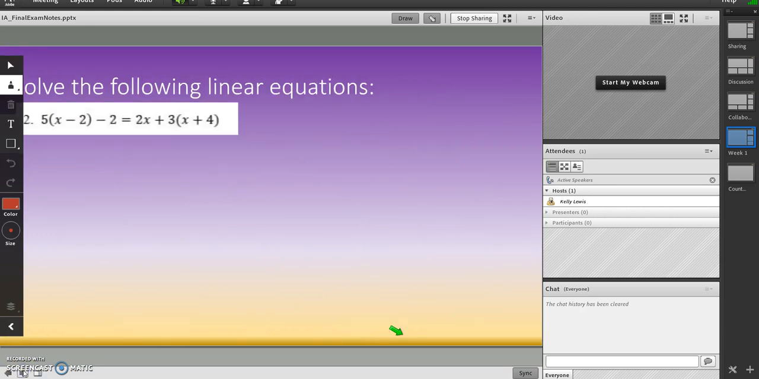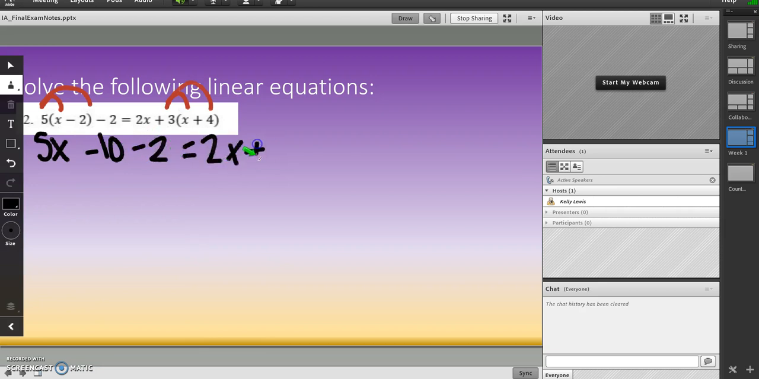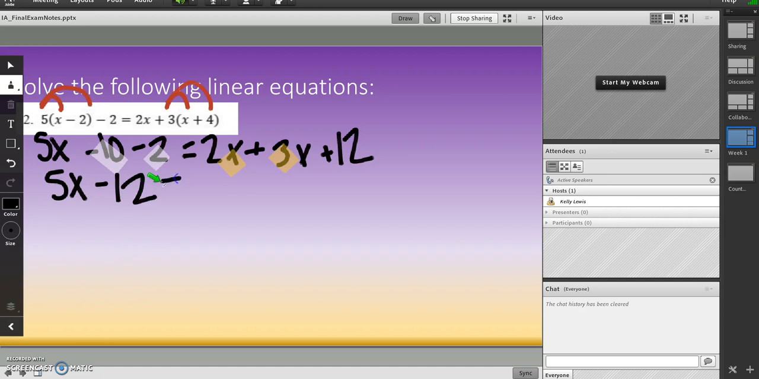Let's do this one. All right, let's distribute the 5 and distribute that 3. 5 times x, 5x. 5 times 2 is 10. Minus 2 equals 2x. 3 times x is 3x. 3 times 4 is 12. Right now, let's combine like terms. So those guys need to go together. These guys need to go together. So I have 5x. Negative 10 minus 2 is negative 12. If you can't think of it, then just type it in your calculator. 2x plus 3x is 5x plus 12.